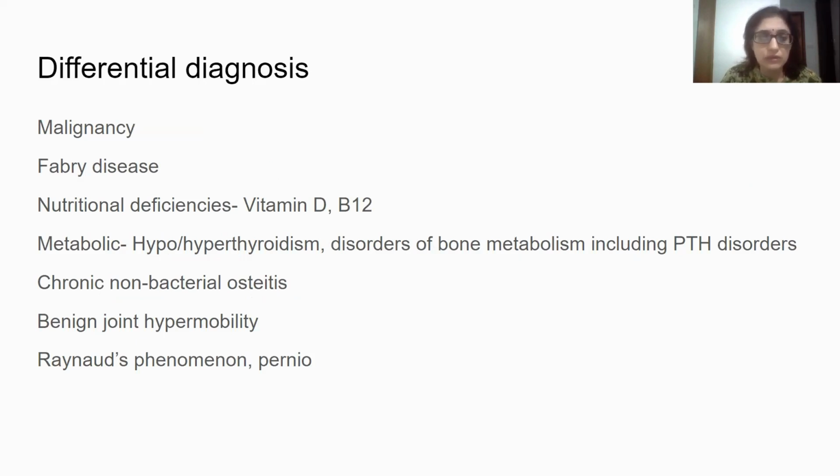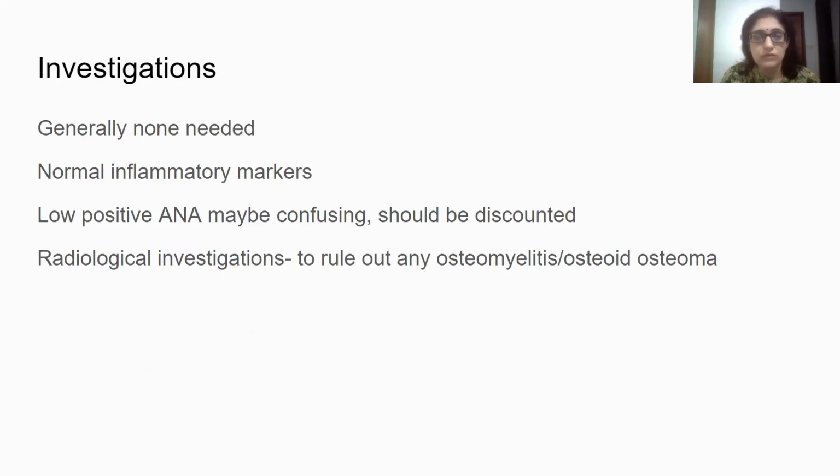Sometimes Fabry's disease can come with extreme pain in the distal extremities, so we need to look for the skin signs of Fabry's disease, the hyperkeratotic plaques. We also consider nutritional deficiencies: vitamin B12 can come with neuropathic pain, and vitamin D deficiency can come with generalized musculoskeletal pain. Metabolic causes such as hyperparathyroidism or hyperthyroidism. In localized pain syndrome, sometimes it's important to rule out CRMO, or chronic non-bacterial osteitis.